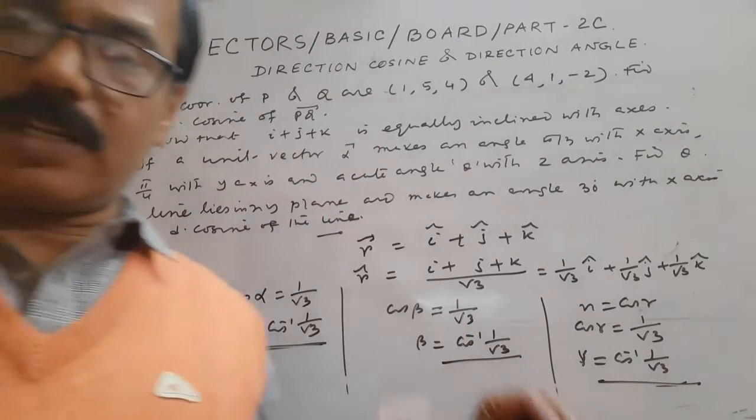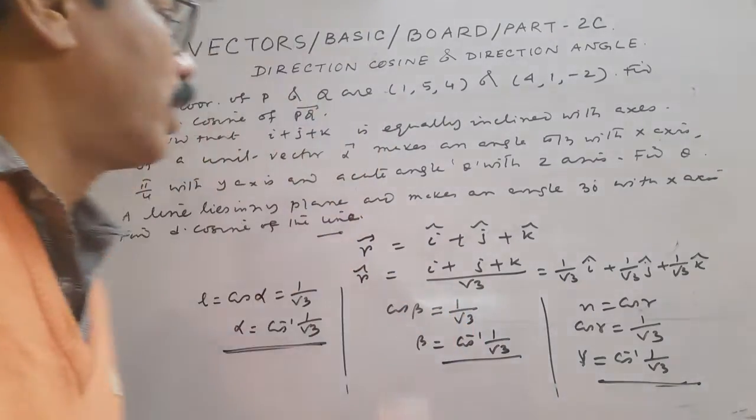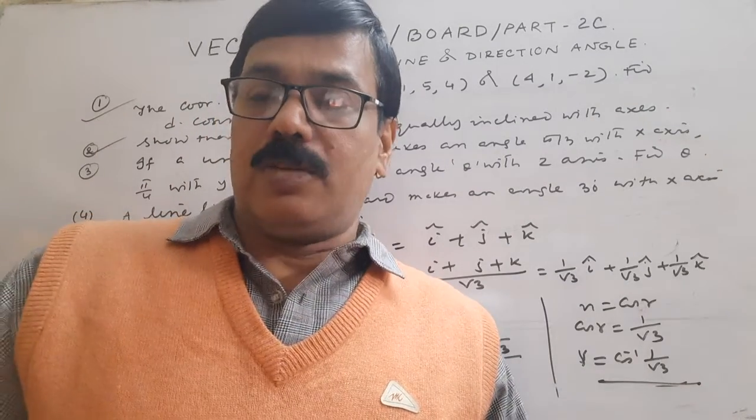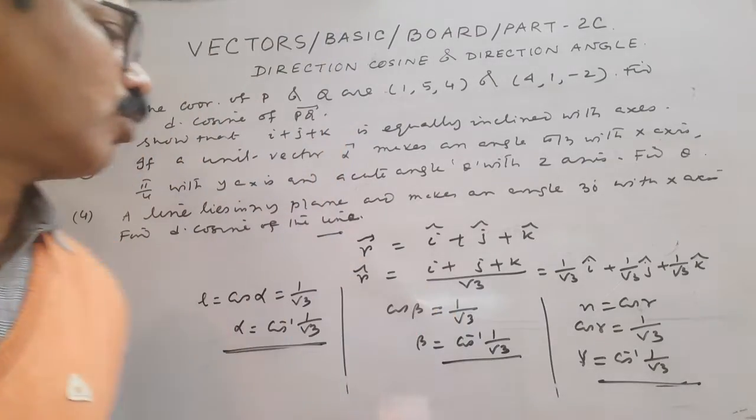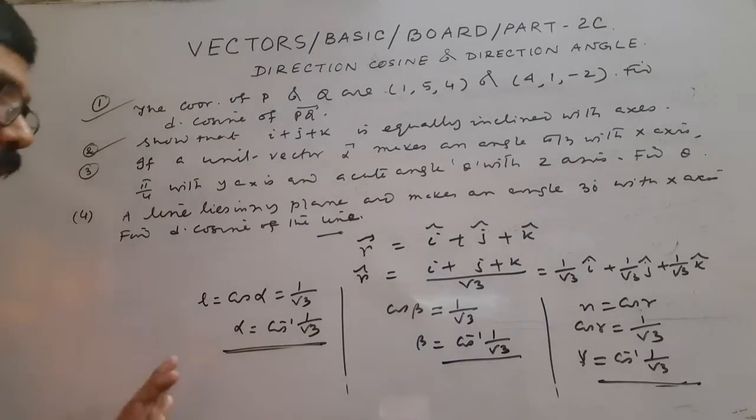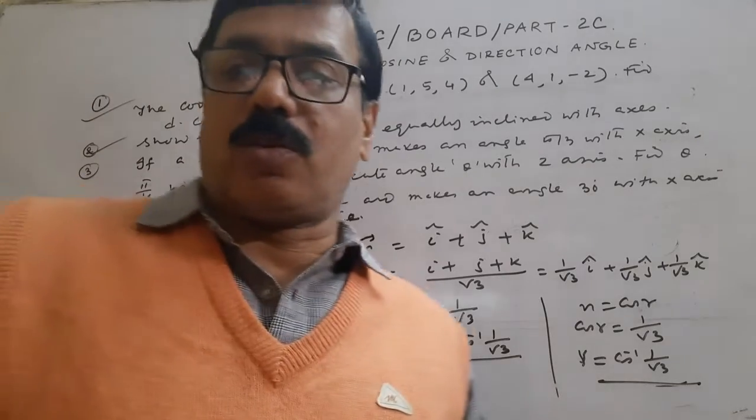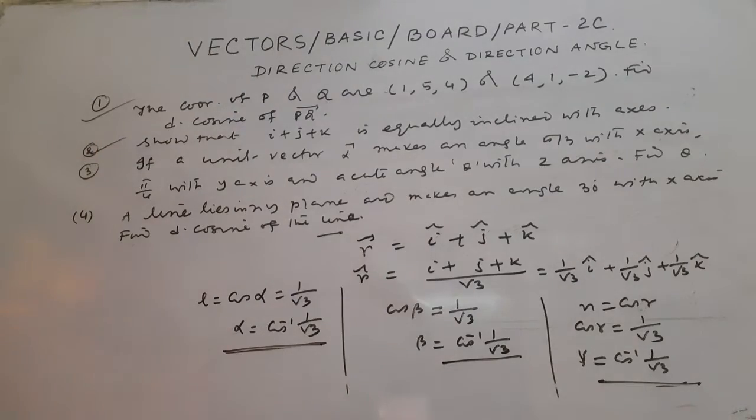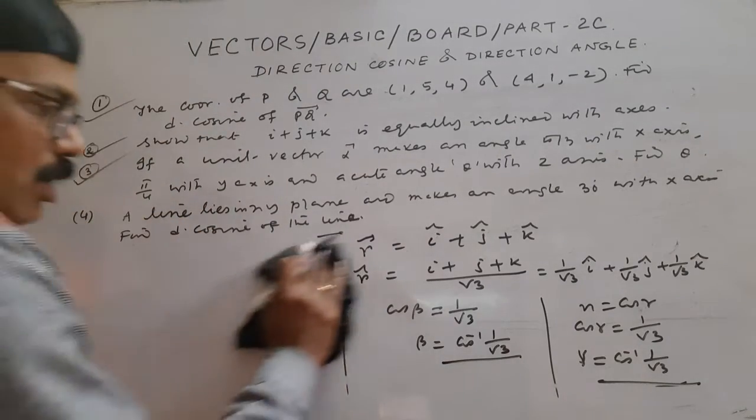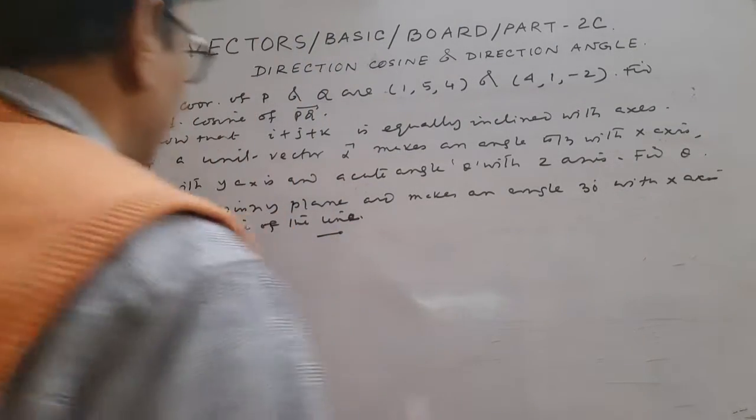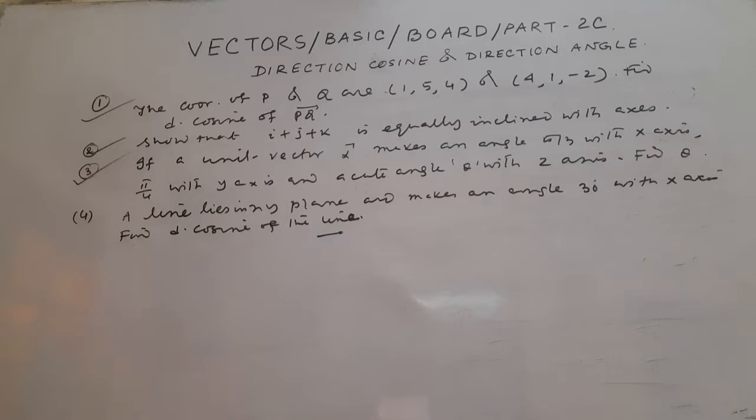So to get the angle of the line with the coordinate axes, we find its unit vector, then equate with cos alpha, cos beta, cos gamma. Next, problem number 3. Problems are very simple. You need only the idea. They are all 1 or 2 marks problems.